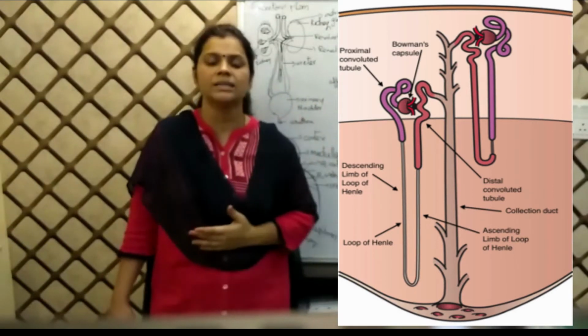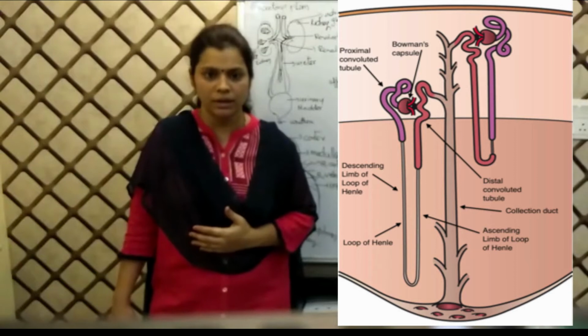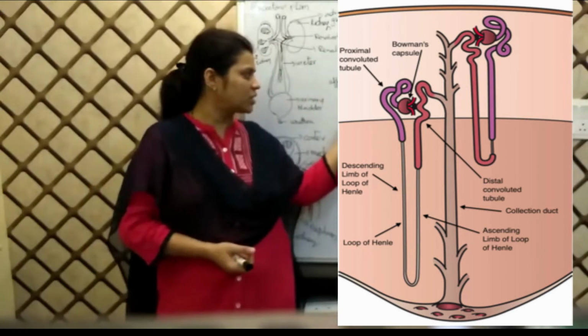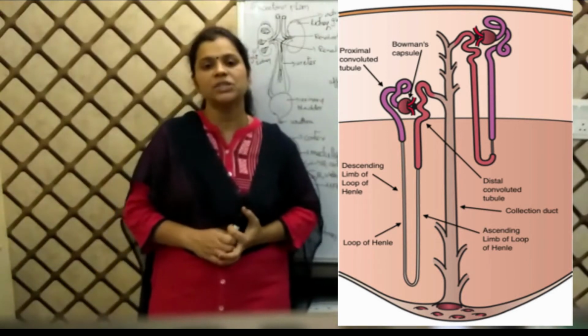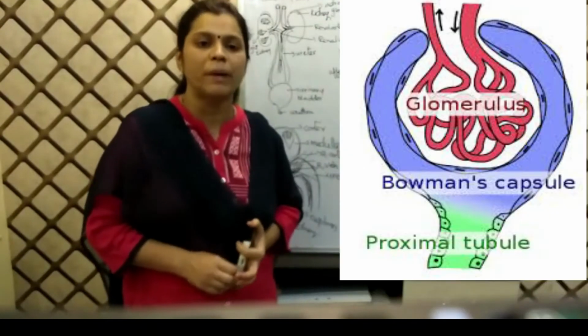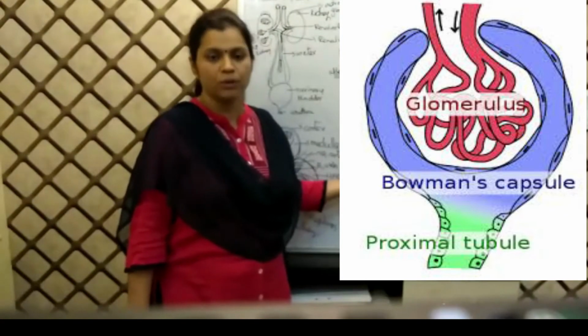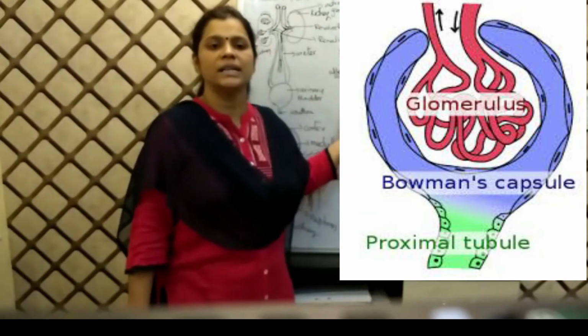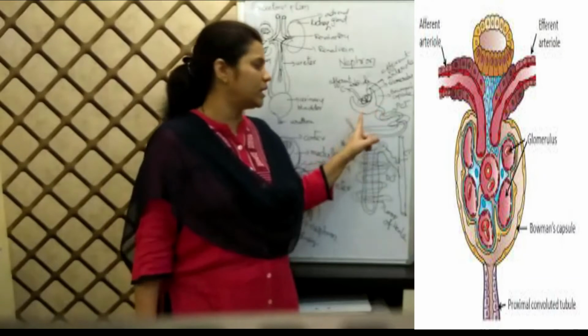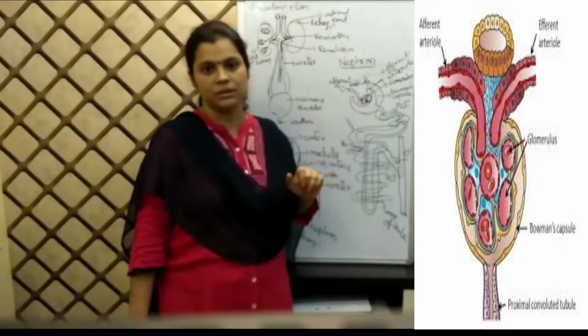So it is considered as a structural and functional unit. Now let us discuss the structure of the nephron. The structure of the nephron is divided into two parts: the Malpighian body and a renal tubule. The Malpighian body consists of two parts: Bowman's cup and the glomerulus.